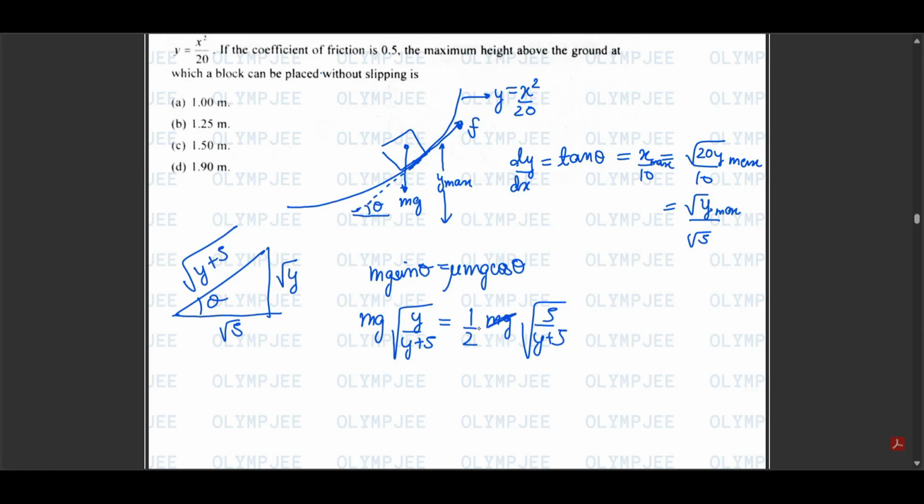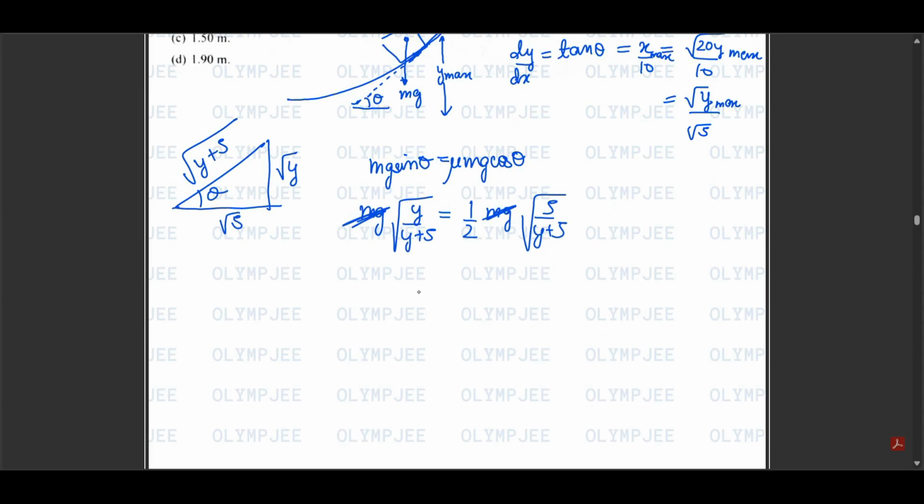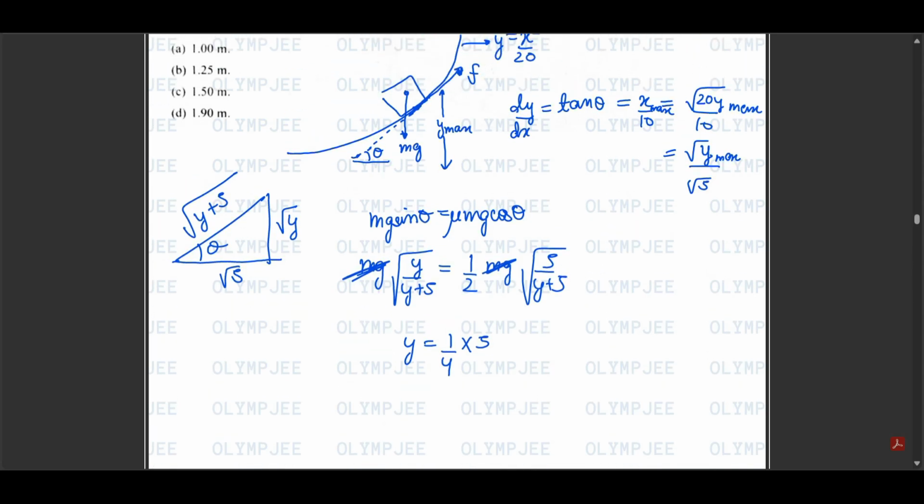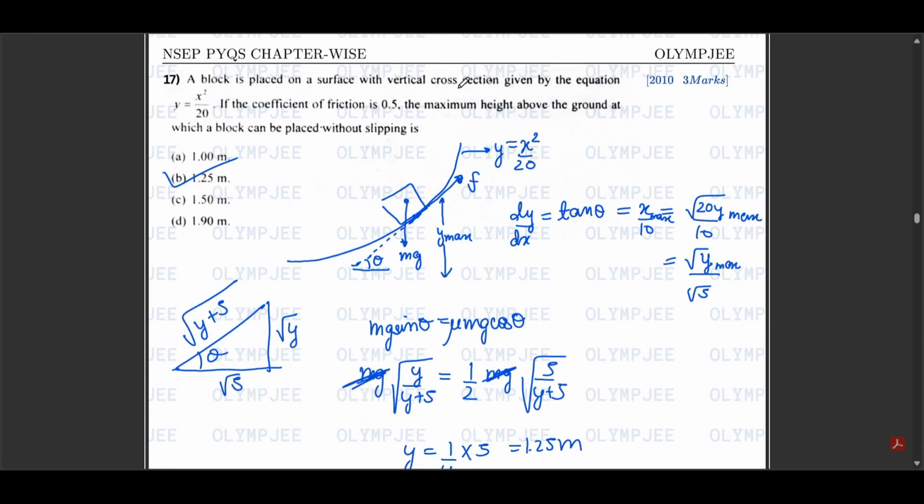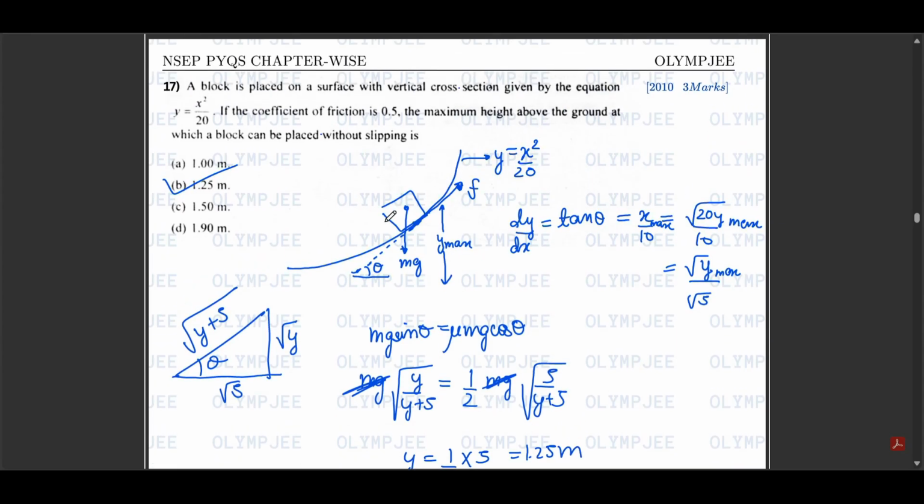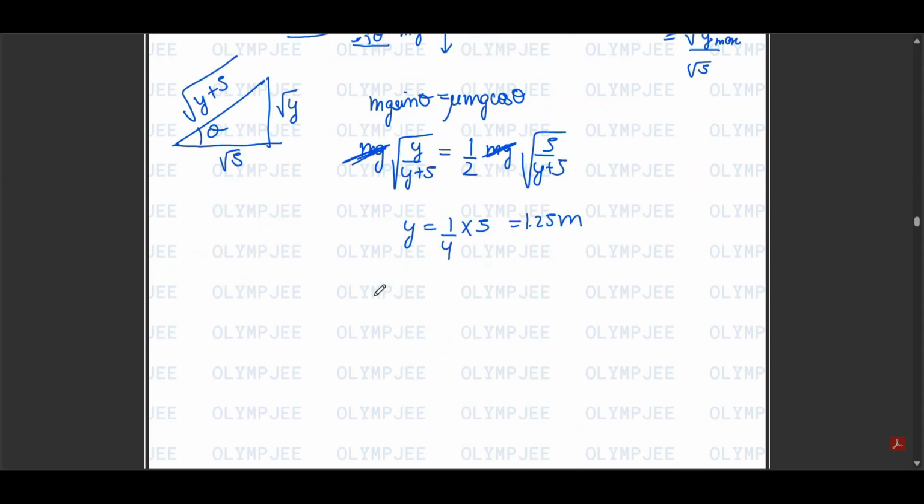So from here cancelling out, if we square both sides, we will get y is equal to 1 by 4 multiplied by 5. So y is 5 by 4, right? So we will get the answer as B. This was a nice question. Instead of an inclined plane where the angle is constant, the angle will be changing at every point and we need to find the slope to find the angle.